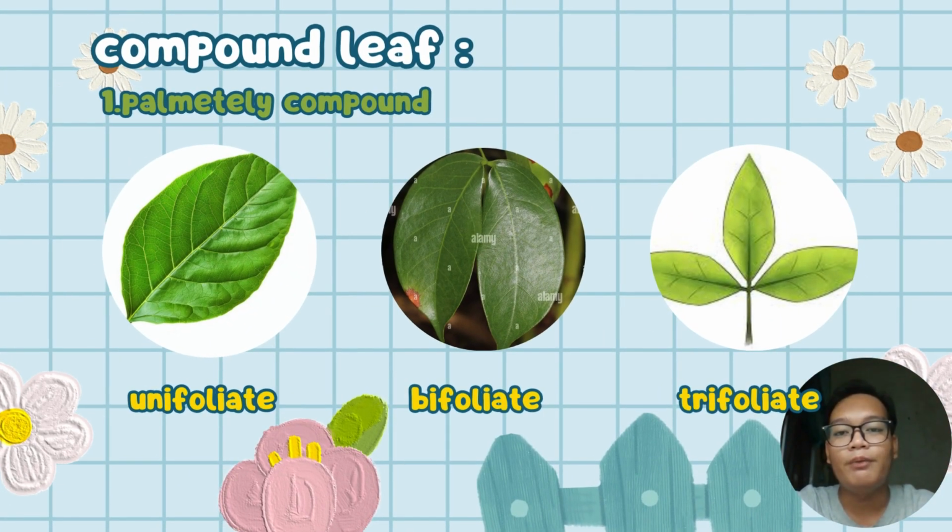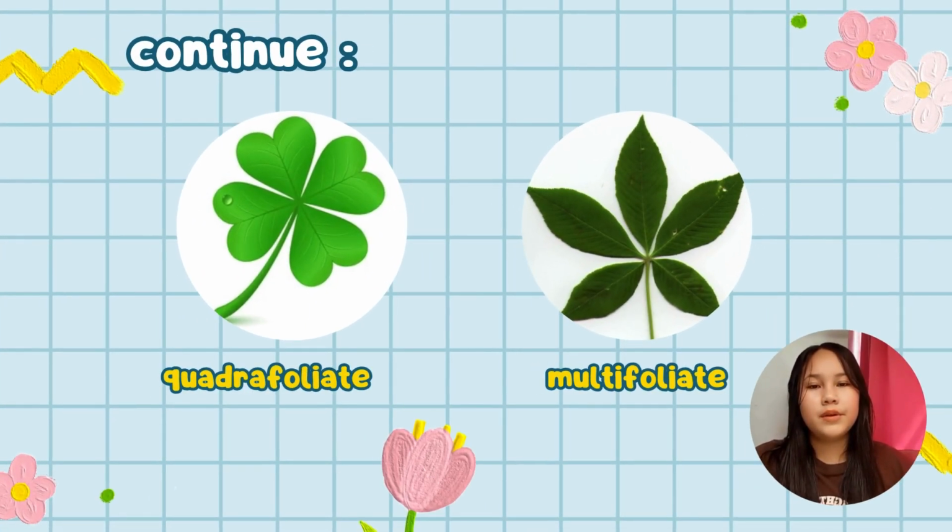So, for this slide, we have compound leaves. First, we have palmately compound. We have three types. First, unifoliate. Second, bifoliate. And third, trifoliate. Okay, next we continue with the palmately compound in the compound leaf. Palmately compound also includes quadrifoliate and multifoliate.